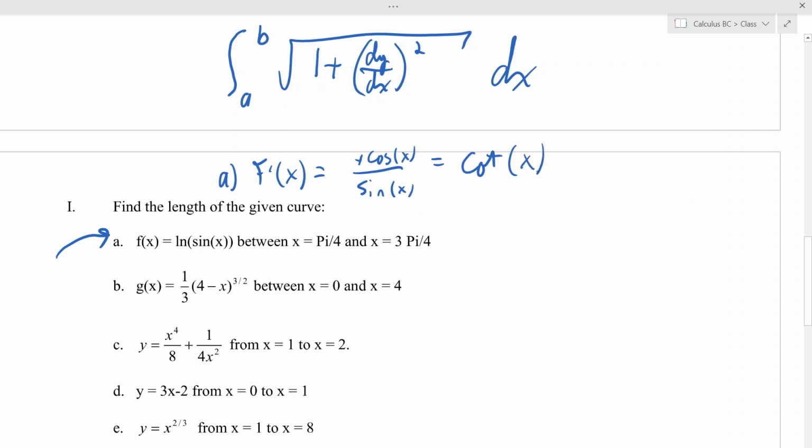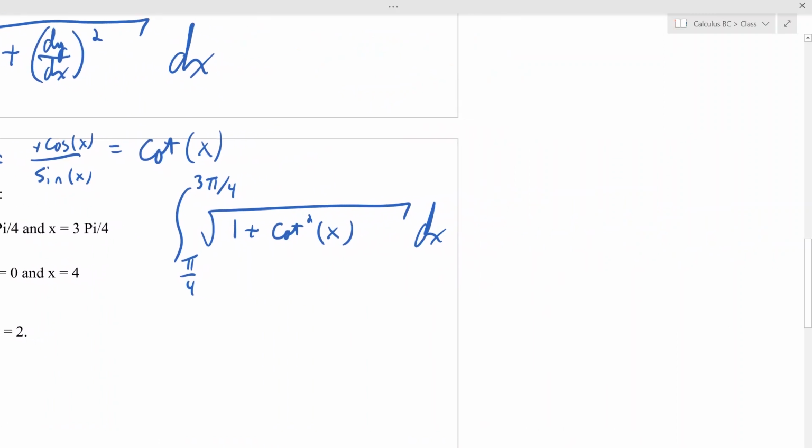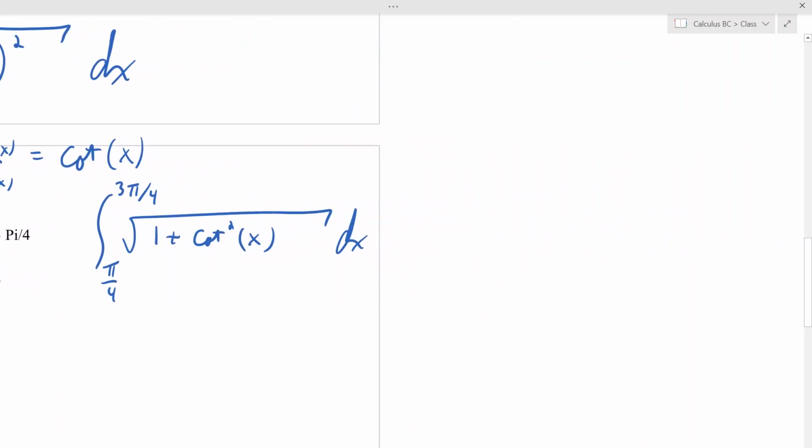We need to square that and add 1 to it. So we need the square root of 1 plus cotangent squared. Boom. And we want to go from pi over 4. You can tell this is old because I wrote the word pi out instead of putting the symbol for pi. To 3 pi over 4. That's basically it. If we use the calculator, we could work that out, but we're going to do these by hand.